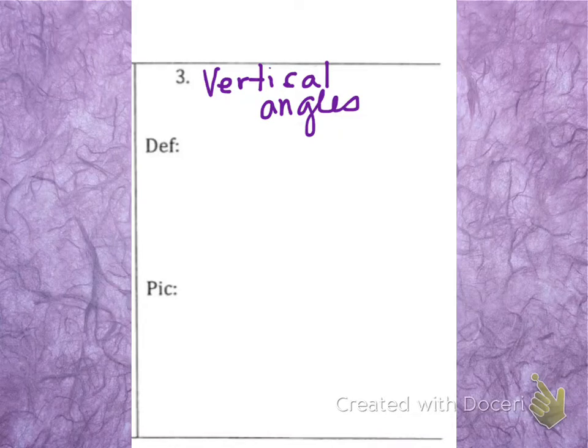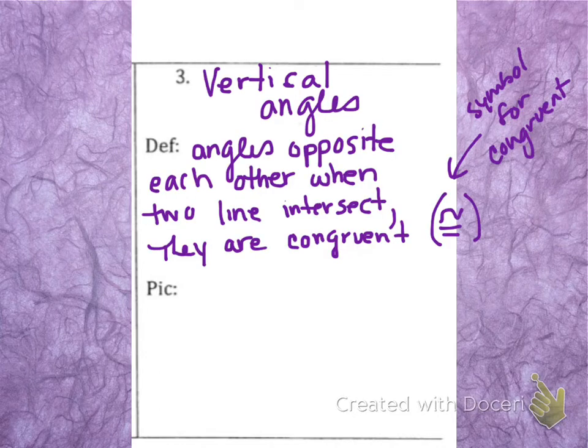Another angle relationship that we'll focus on is vertical angles. Again, those were in the previous notes. Vertical angles are formed when two lines intersect, and what's important about them is that they are congruent. So vertical angles are angles opposite each other when two lines intersect. And then I have that symbol there. That is a symbol you want to get familiar with. That is the symbol for congruent. It looks like an equal sign with a little squiggly on top of it.